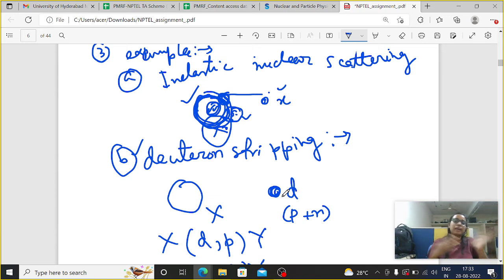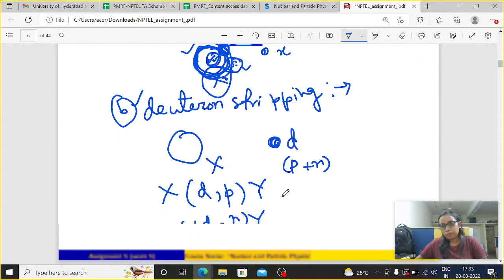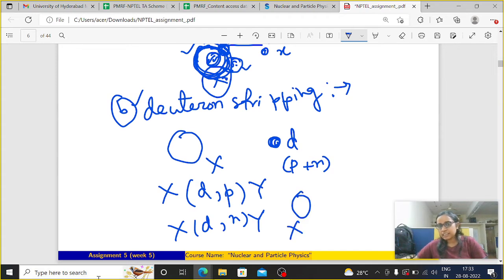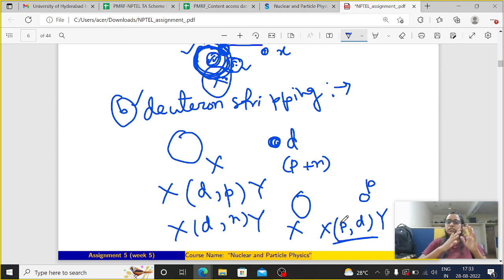Reverse process means pickup reaction. In that pickup reaction, the reverse process is there. Here is X, and let's say here is a proton, and then the outgoing particle will be deuteron. So this is a pickup reaction. It is the inverse of deuteron stripping. This type of thing is also a direct reaction. So now these are the two main examples of direct reaction.